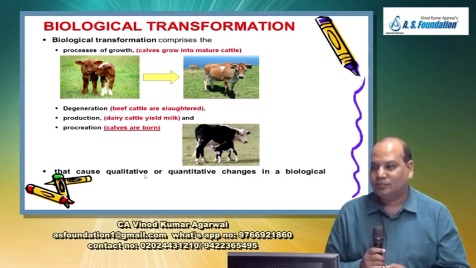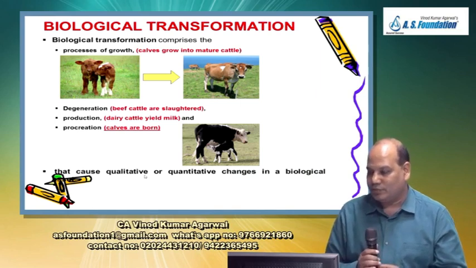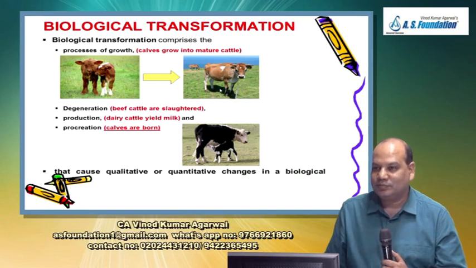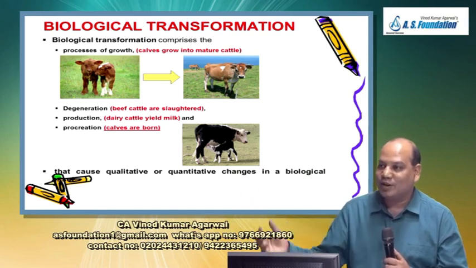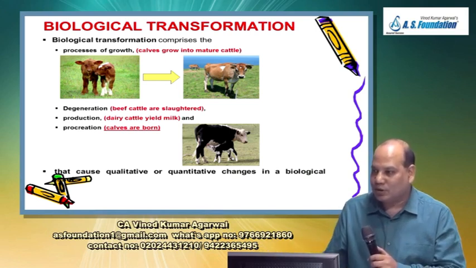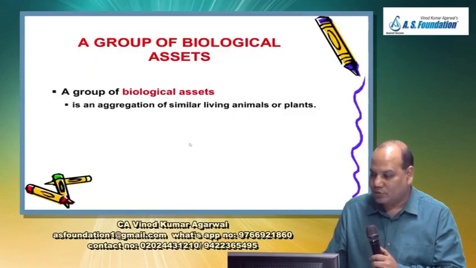asset. What is the meaning of qualitative? A small calf becomes a cow, that is a qualitative change. One calf becomes two calves at the end of the year. So that is a quantitative change. Is it right? Numbers grow. Numbers are also managed by the management, and then quality is managed. So that is called biological transformation.